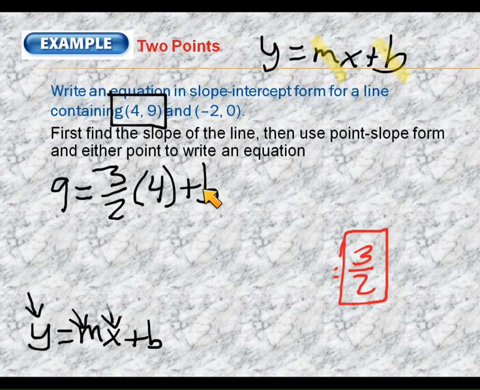Let's solve this equation for b, because that's the only other thing I need to write my slope-intercept form. Well, 3/2 times 4. Remember, you just multiply fractions straight across. 3 times 4 is 12. 2 times 1 is 2. So 12 over 2 is 6.